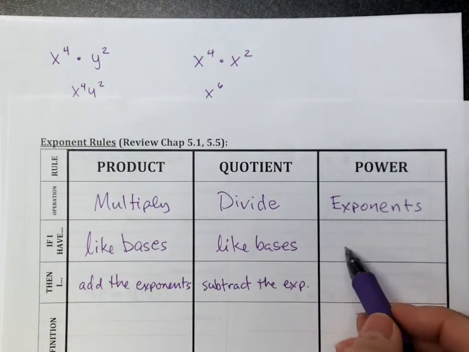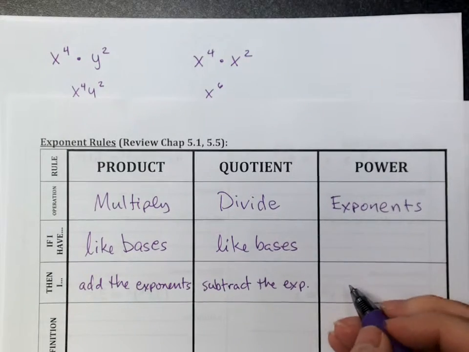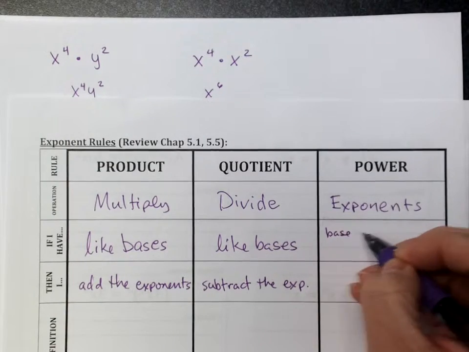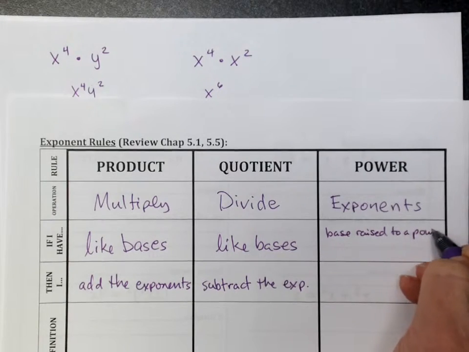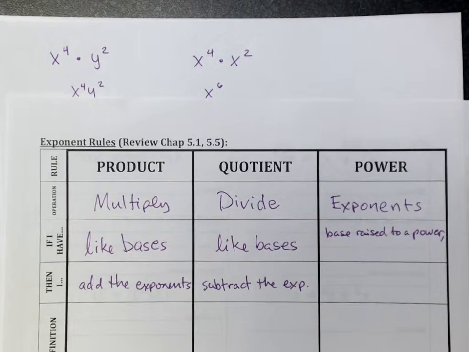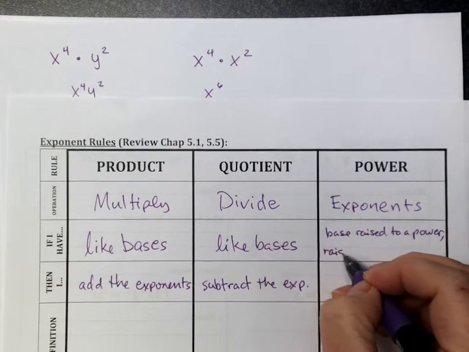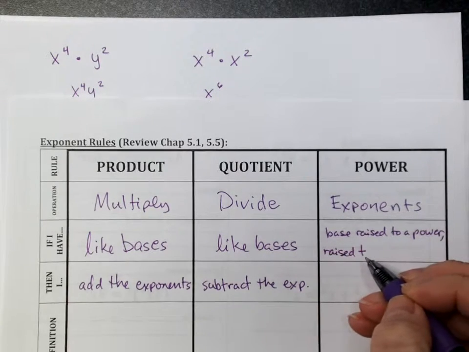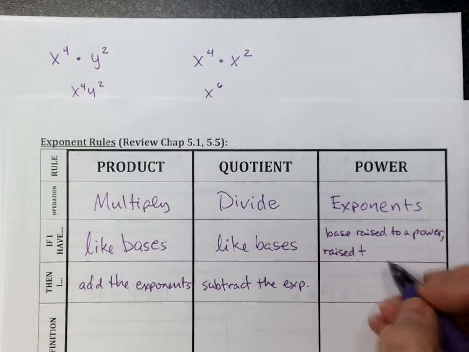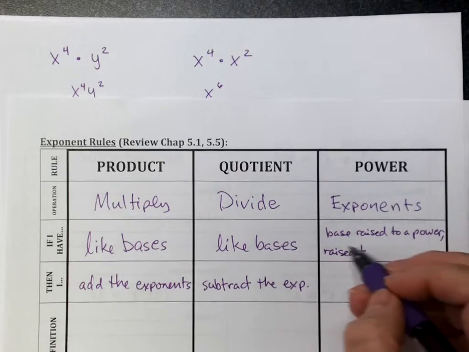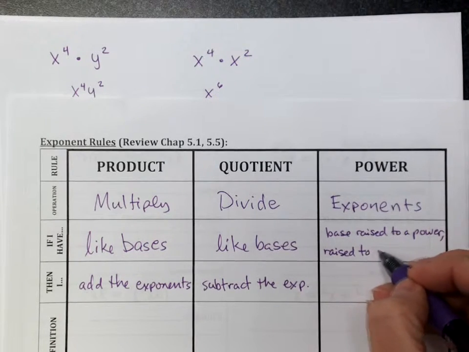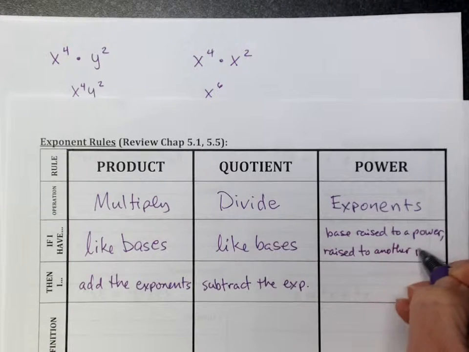Now, with the power rule, it's not a matter of having like bases. This is about a base raised to a power that is then raised to another power. So it's one base, it's just got a power raised to another. So it's not a matter of like bases, because you're just working with a single base, in the basic rule at least.